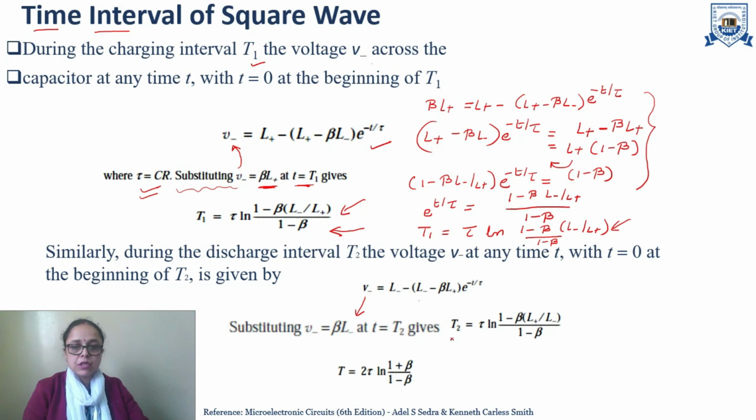But the T2 equation will be tau ln 1 minus beta L plus divided by L minus. Here it is L minus divided by L plus, and here it will be L plus divided by L minus, upon 1 minus beta. Now, to find out the total time period, that is T is equal to T1 plus T2, we will add both the time periods, T1 and T2, and we will get the final equation of this time period as T is equal to 2 tau ln 1 plus beta divided by 1 minus beta.